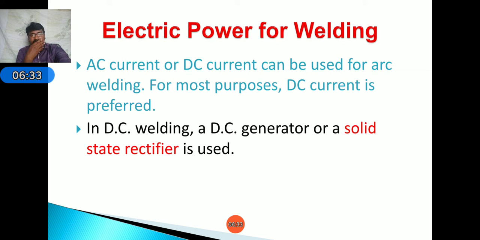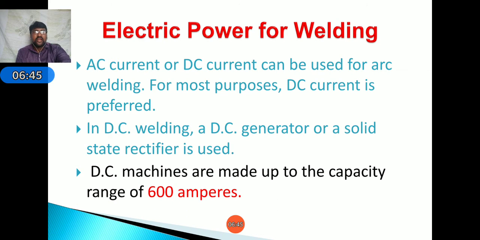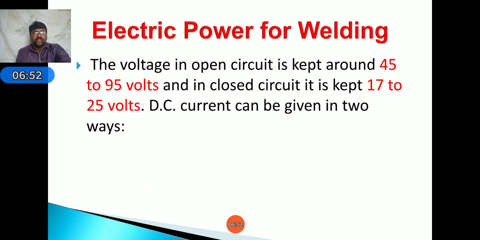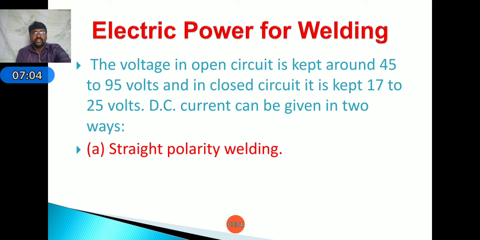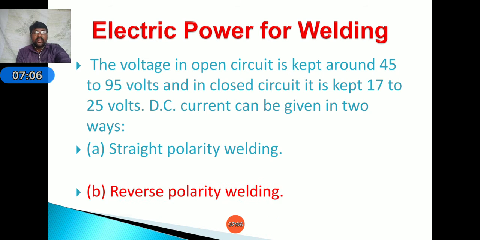Okay, and it will convert the capacity like that. Solid state rectifier is used. Next, DC machines are made up of capacity range in the range of 600 amperes. Next, the voltage in open circuit is kept around 45 to 95 volts, and in closed circuit 17 to 25 volts. DC current can be given in two ways, that is straight polarity welding and reverse polarity welding.